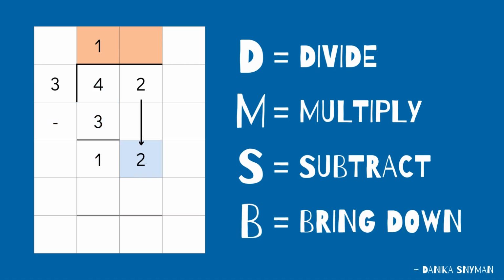B is bring down, our fourth step. Now we bring down the next number. It's going to be a 2, and if you bring it down, you will see it forms a 12.